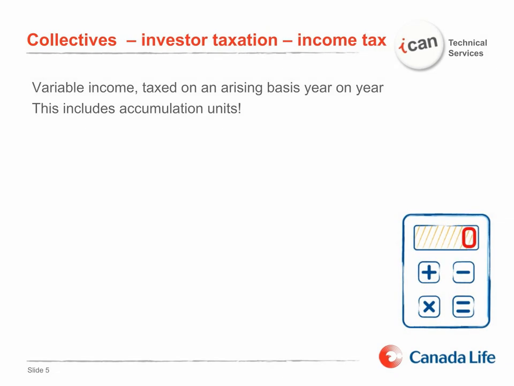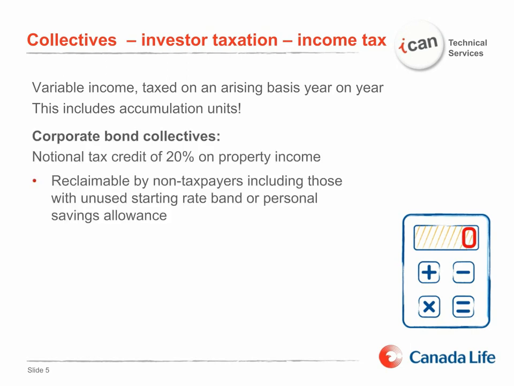If we look at a corporate bond or fixed interest type collective, these used to come with a notional tax credit of 20%, but these are now paid gross for dividends and interest. However, property funds will remain subject to 20%. This is reclaimable by non-taxpayers, including those with unused starting rate band or personal savings allowance.